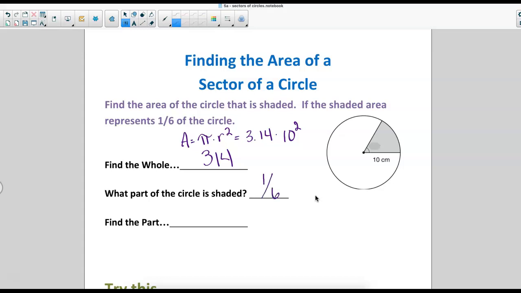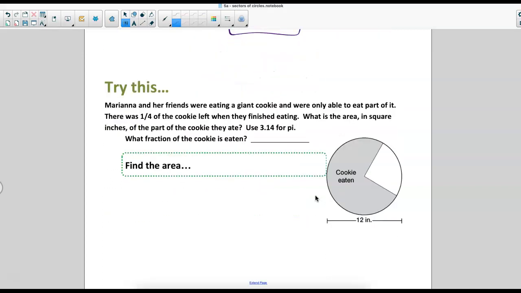So how am I going to find the part? Divide by 6. 314 divided by 6. Try that again. 314 divided by 6. 52.3 centimeters squared. Done. I don't have to add anything on. Right? With perimeter, we're going around it. We have to add those extra pieces. With area, we're just covering it. I'm done. That's it.